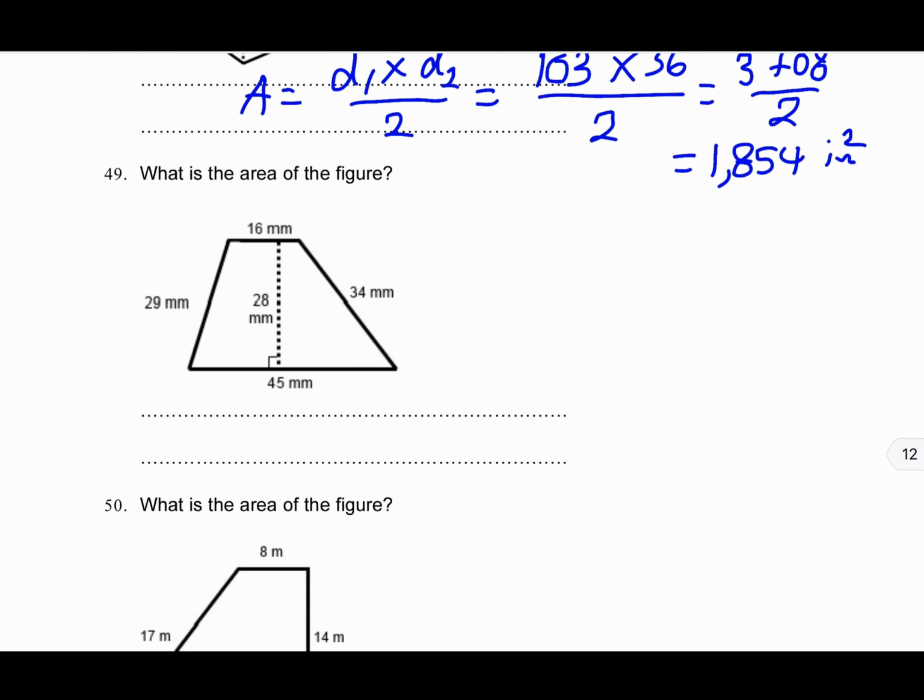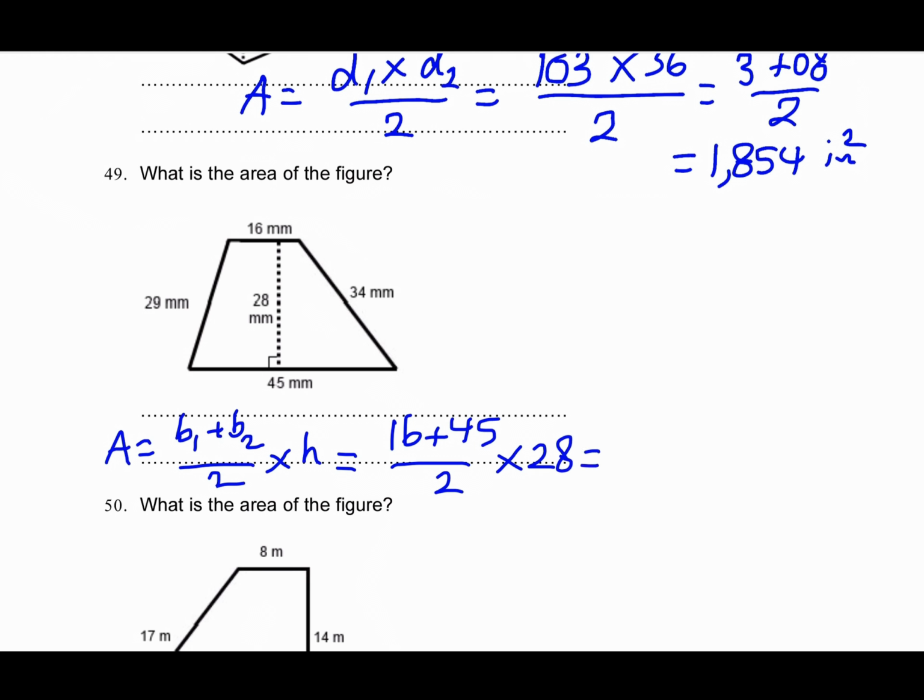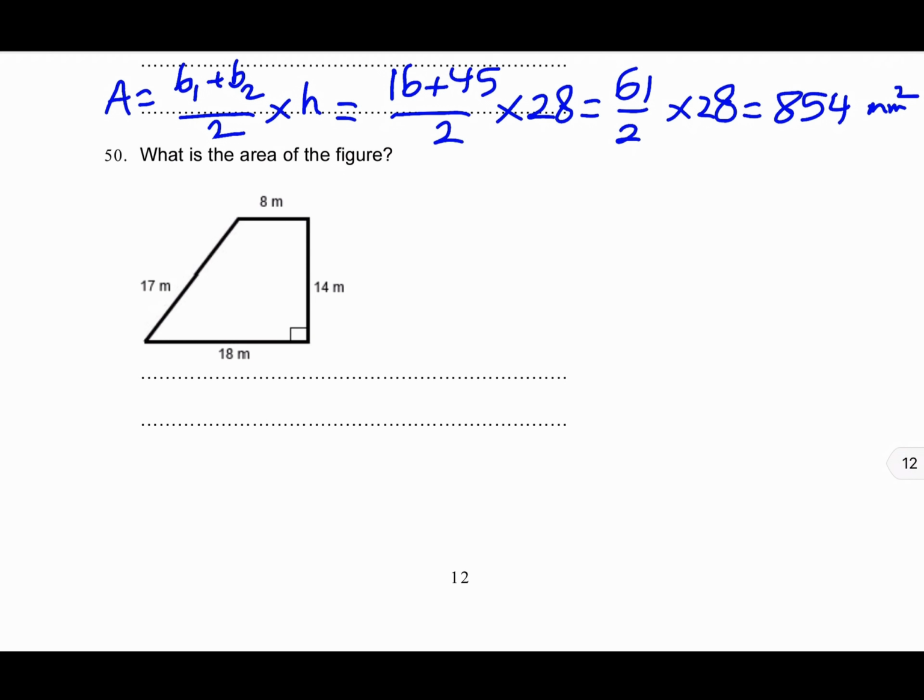Second question. What is the area of the figure? As we know, this figure is a trapezoid, and we just said area of trapezoid is the sum of two parallel bases divided by 2 multiplied by height. So it's 16 plus 45 divided by 2 multiplied by 28, which is 61 divided by 2 multiplied by 28 equals 854 square millimeter.